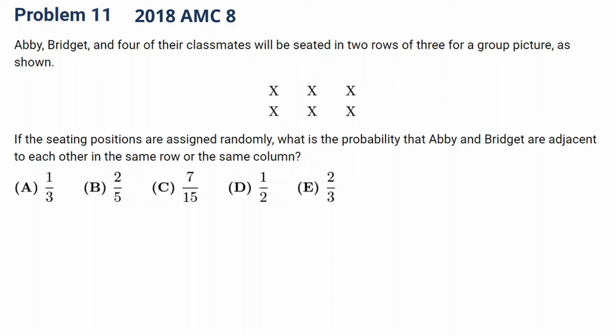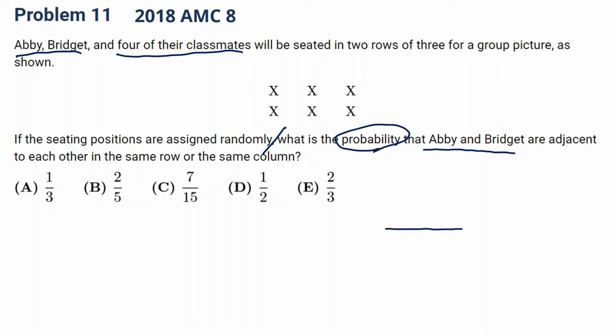Okay, let's get back to this question. The question is, what's the probability that A and B are adjacent to each other in the same row or the same column? So we have A, B, and 4 of their classmates, 6 people. And it's a probability question.